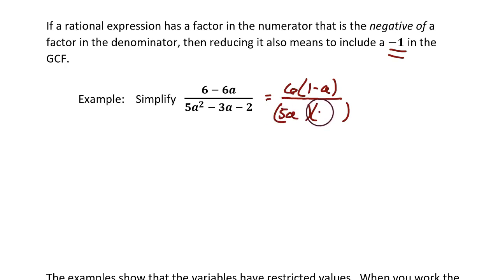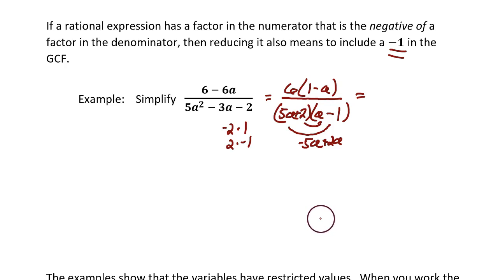5a times a makes the 5a squared, and to make the negative 2, we need negative 2 times 1, or it's 2 times negative 1. Pick one of those choices and fill it in the blanks. I'm going to put positive 2 here and negative 1 here. Because 5a times negative 1 is negative 5a, and 2 times a is positive 2a, and that's what combines together to make negative 3a. We want to reduce the fraction, which means to look for a GCF.